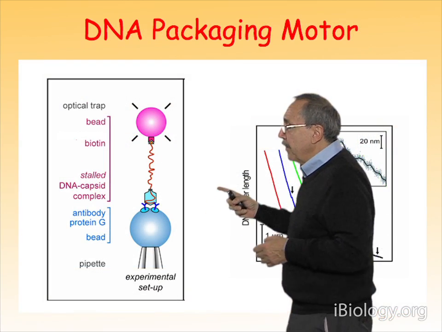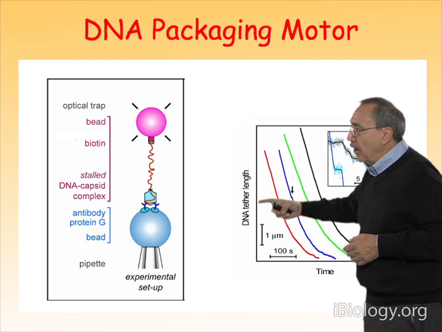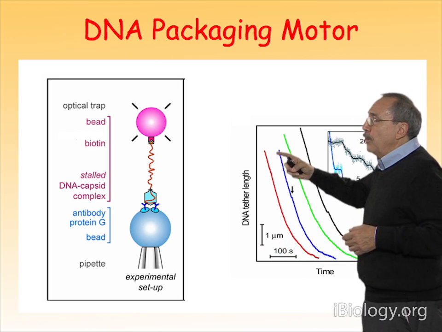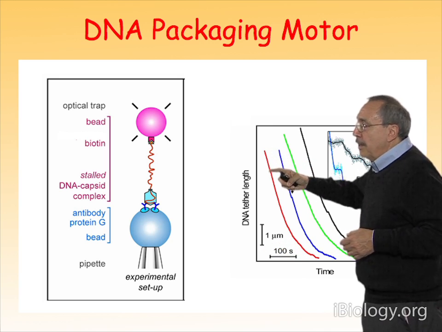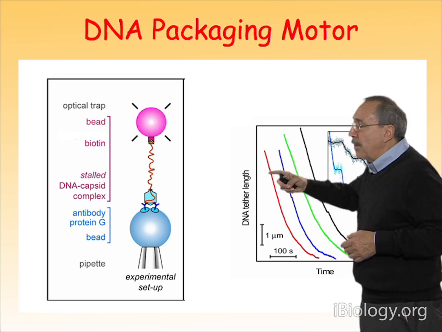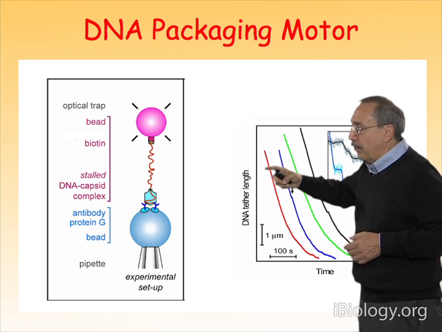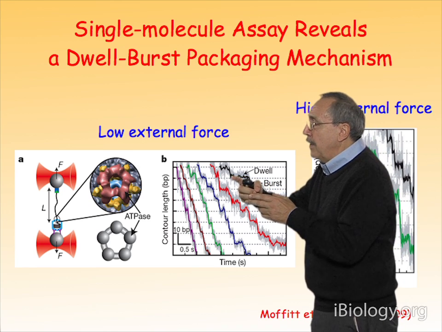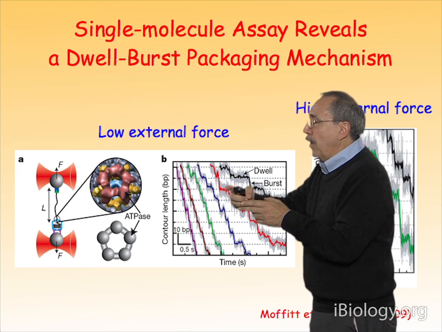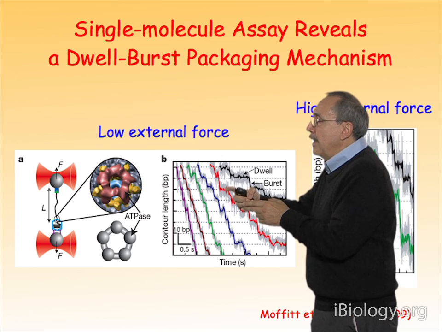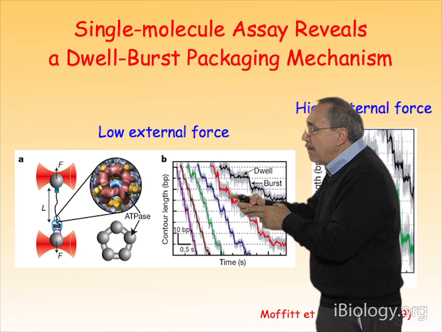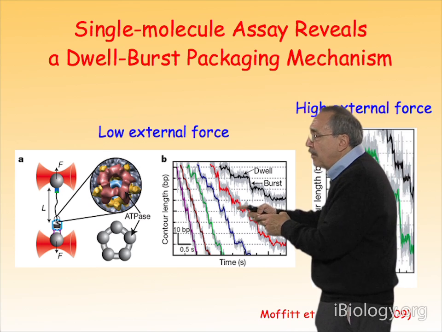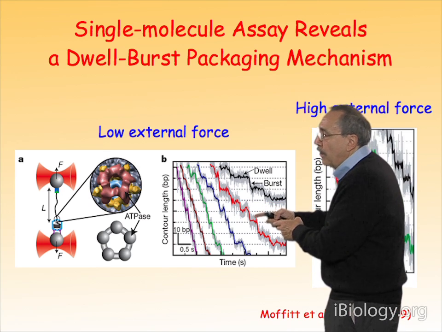Before, I showed you the same plot here, but at low resolution, and when you plot the length versus time, all you see is a continuum curve. But inside these curves, of course, is information about the step size of the motor. And that's what you can see here now at much higher resolution, where the motor pauses for a while during a dwell phase and then translocates the DNA by 10 base pairs, and then pauses again, and then translocates the DNA by 10 base pairs, and then pauses again, and so on and so forth.